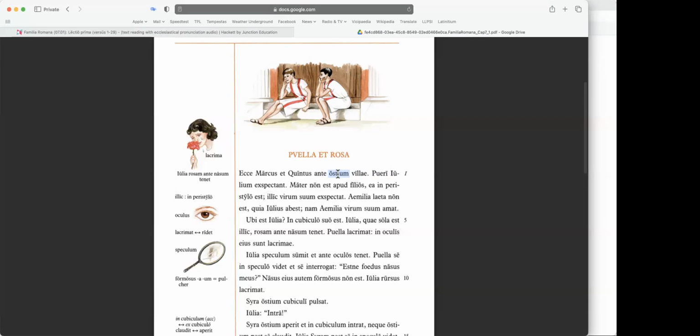Actually, I think it's fine without using the verb to be. Oh yes, you could just say Marcus and Quintus. You can simply say, behold Marcus and Quintus in front of the door of their villa. That's true, you don't have to work in a verb.